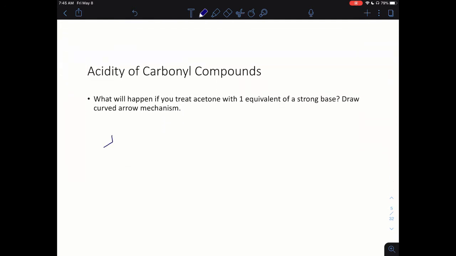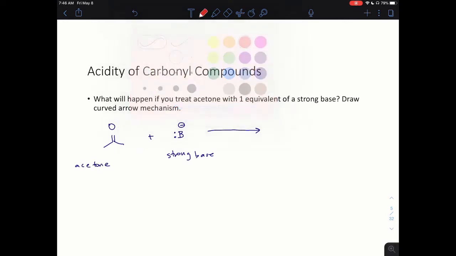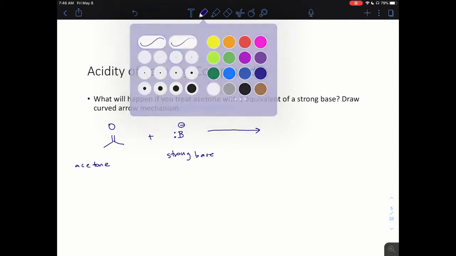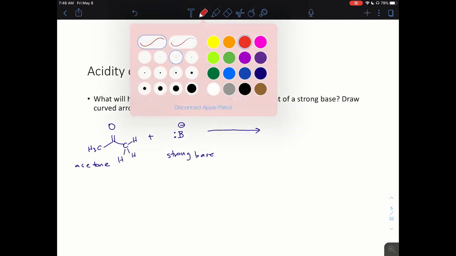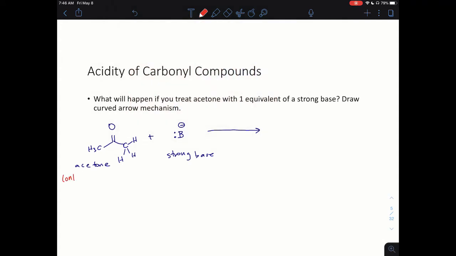Let's consider acetone in this question. What will happen if we treat acetone with 1 equivalent of a strong base? And we can imagine that this strong base can deprotonate whichever the most acidic proton is for acetone. Now, of course, acetone only has 1 type of proton. It has these protons. So I'm going to draw 1 out because we need to deprotonate it. We're going to show the curved arrows, but all of these protons are the same. So we don't really have a choice here.